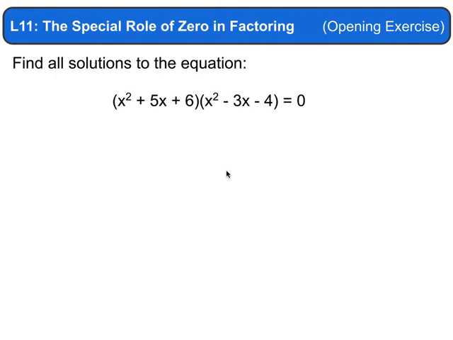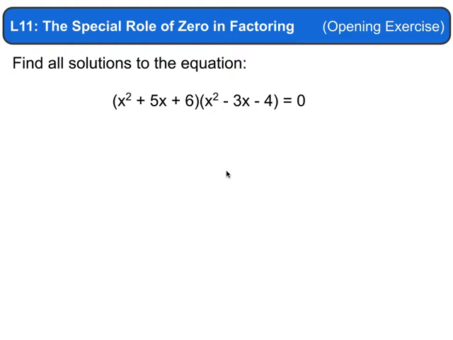Lesson 11, a special rule of 0 in factoring. We're going to go through the opening exercise and a few other problems, but basically this reminds us how to factor, basic factoring. We're going to go much deeper into factoring soon, and understand what it is we're factoring and trying to achieve. So we're just going to run through the examples and exercises and see what is there.